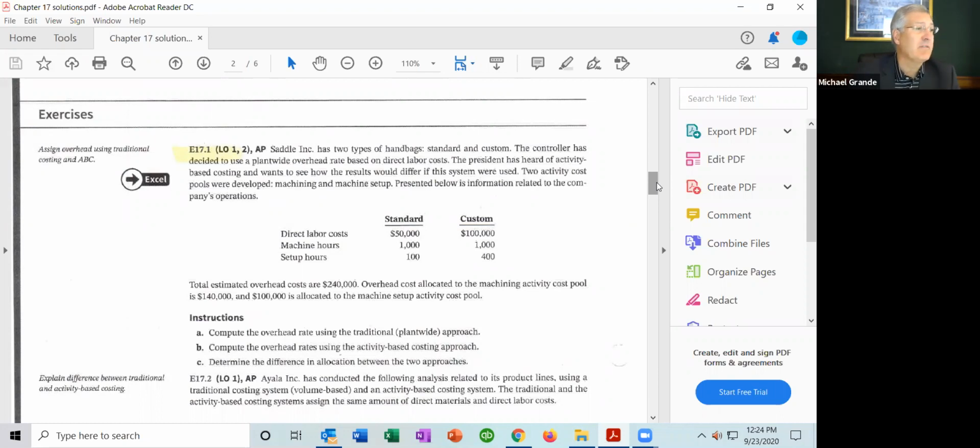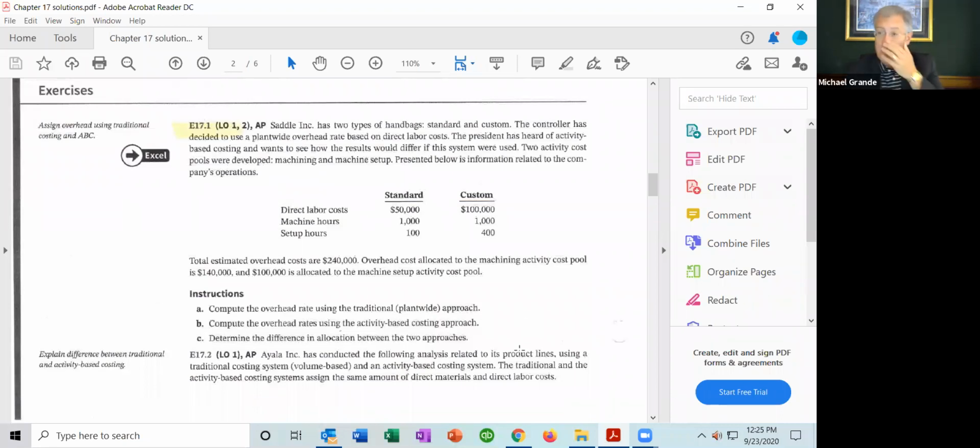So we have, for the standard and the custom, direct labor cost represented in dollars, and we have machine hours and setup hours broken down between the 2. Total estimated overhead costs are $240,000. Overhead cost allocated to the machining activity cost pool is $140,000, and $100,000 is allocated to the machine setup activity cost pool. So remember, what's important here is the cost pools have to add up to the total overhead, and they do here. 140 plus 100 is the 240 in total.